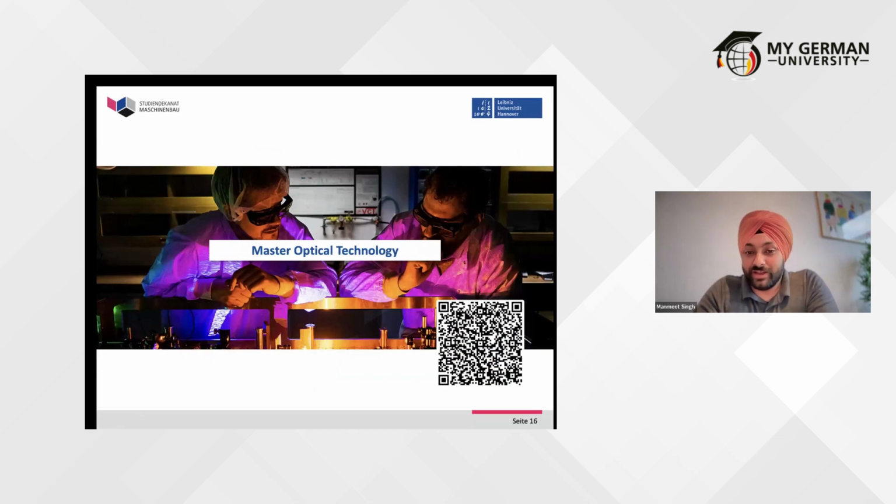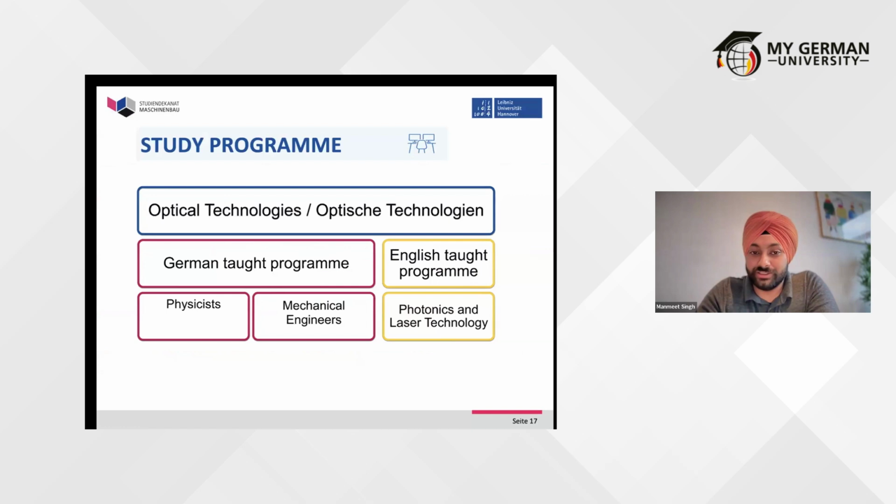Yeah, so let's jump a bit deeper into the Master of Optical Technologies. This program is structured in such a way that you have three different parts. We have a German taught program, and also an English taught program for our international students. In the German taught program, we have two further parts. One is for the students coming from physics and the other for students coming from mechanical engineering, and in the English program, we combine both of them under photonics and laser technology.